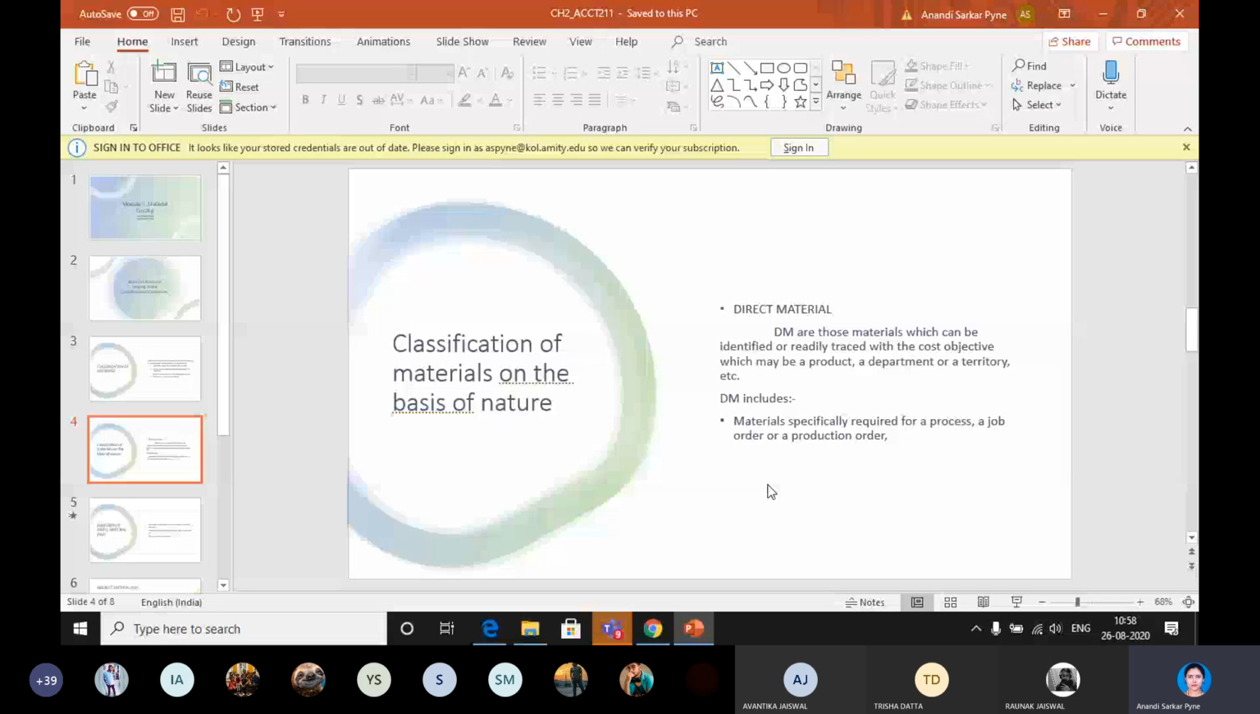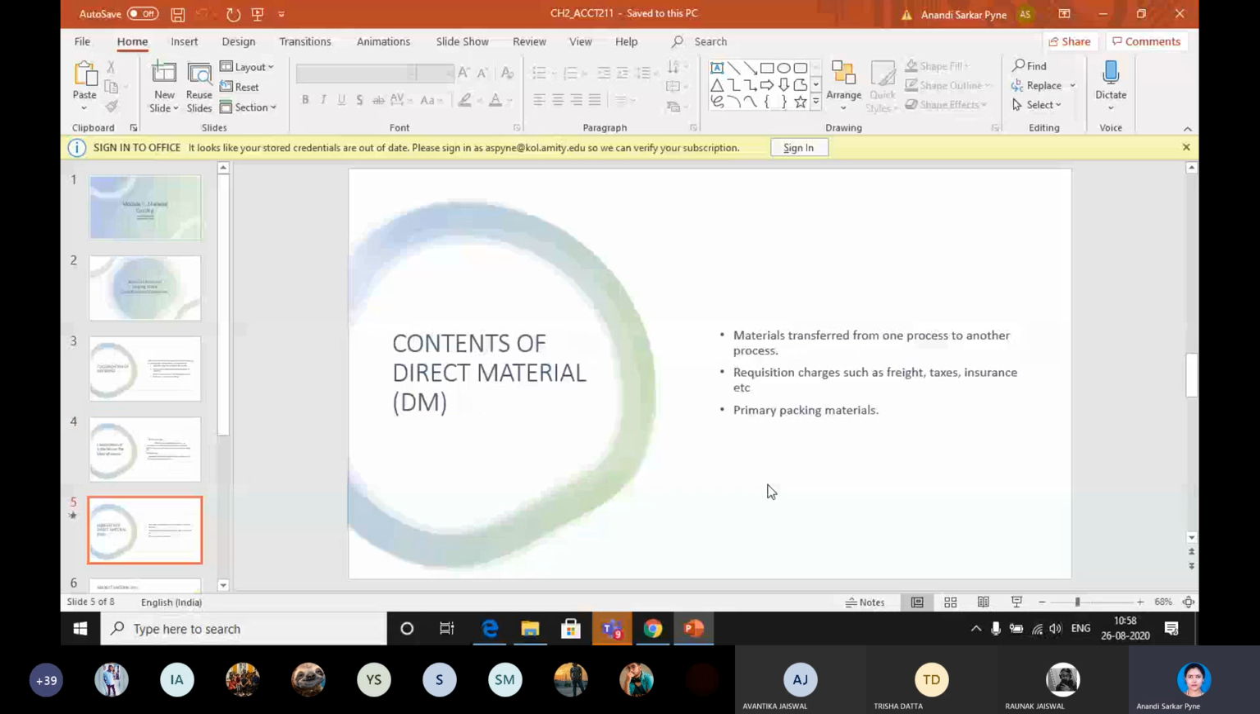So what is included in direct materials? Direct material includes materials specifically required for a process, for a job order, or for a production order. Direct material also includes materials transferred from one process to another, and acquisition charges such as freight, tax, insurance, etc. So we add all these factors, like freight and any transportation cost. Any tax paid, we add to it. Any insurance, we add to it. Any abnormal loss in relation to the materials, we deduct. Also, direct material involves packaging charges as well. So primary packing of material is included here.